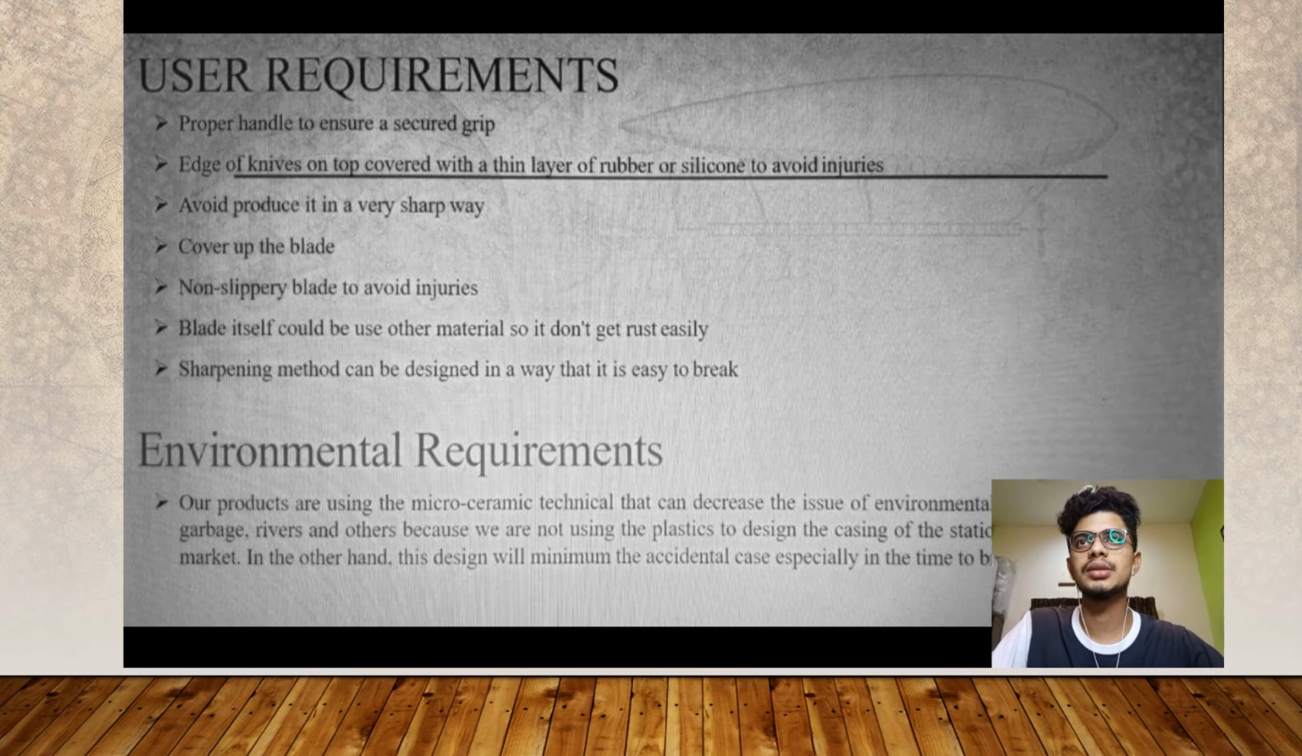After that, user requirements. From the perspective of the user, the requirements are given in terms of design. First of all, a proper handle to ensure a secure grip. Secondly, the edge of the knife on top covered with a thin layer of rubber or silicone. After that, it will avoid being produced in a very sharp way, and there will be a cover to cover up the blade. Non-slippery blade.